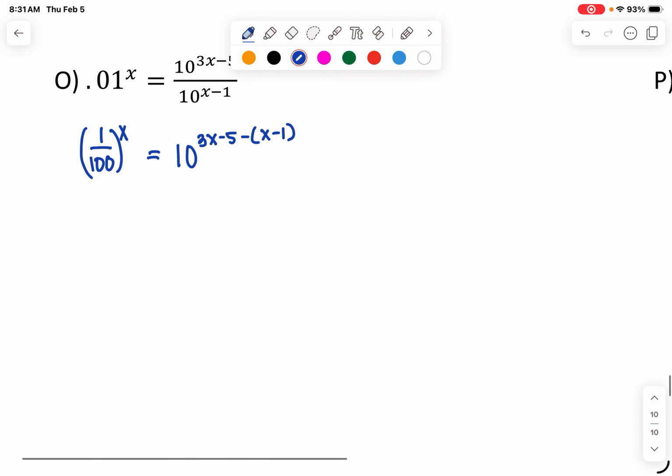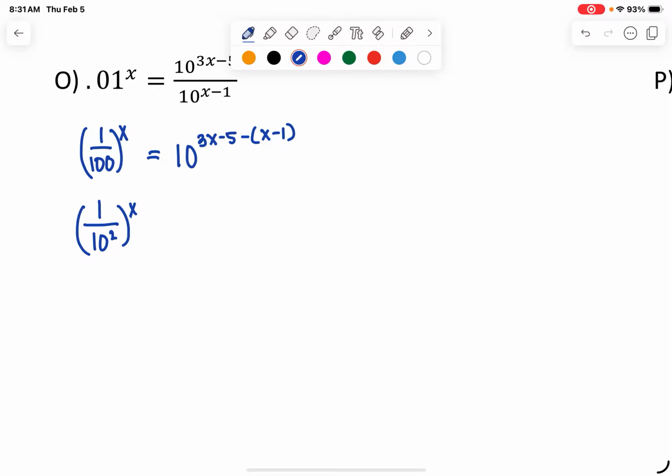All right, so now if you look at your bases, both 100 and 10 can be rewritten as a base of 10. So this is 1 over 10 squared, to the x. And then let's clean this up. Subtract each of those. So 3x minus x is 2x. Negative 5 minus a negative 1, or negative 5 plus 1, is negative 4. If you want to distribute the negative, you can. You can say that's a plus, that's a minus, that's a plus. You can do that too.